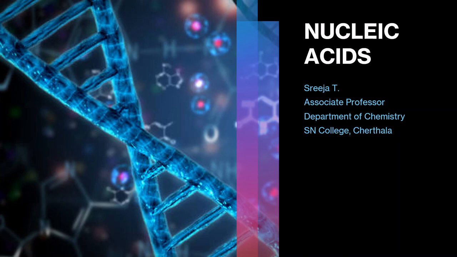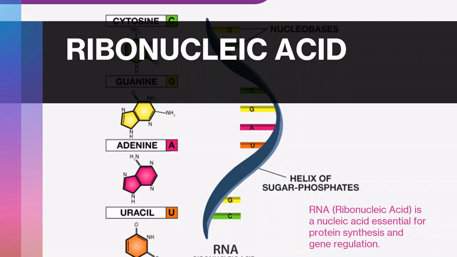Dear students, continuing with the nucleic acids, in today's lesson, we will be learning about different types of nucleic acid. First one, RNA or ribonucleic acid. This is the nucleic acid which is vital or essential for the synthesis of various proteins and for gene regulation.